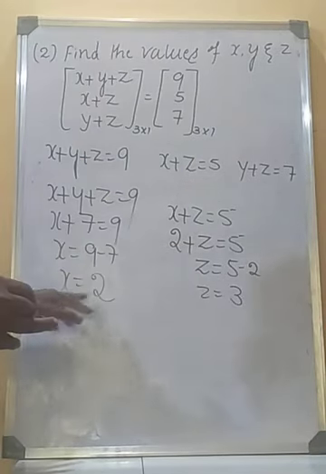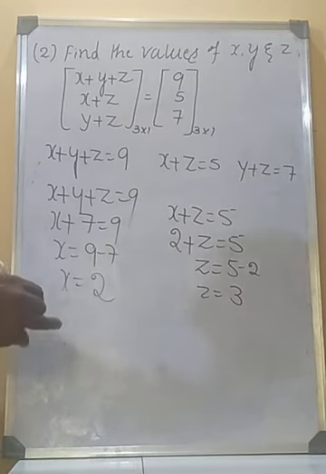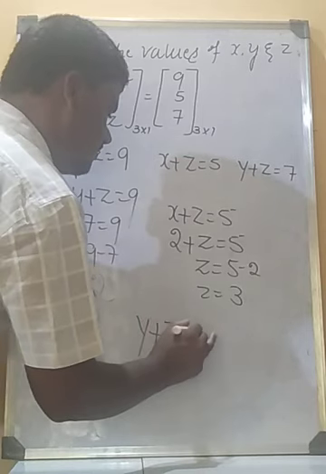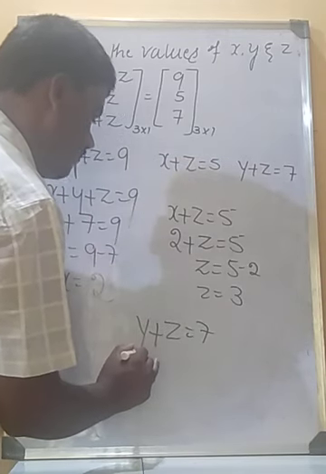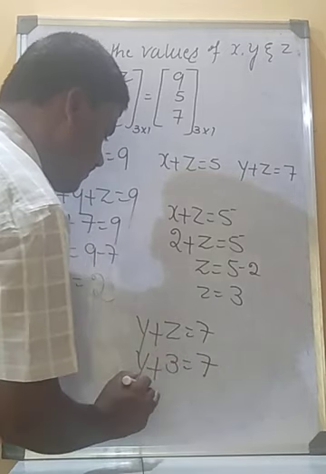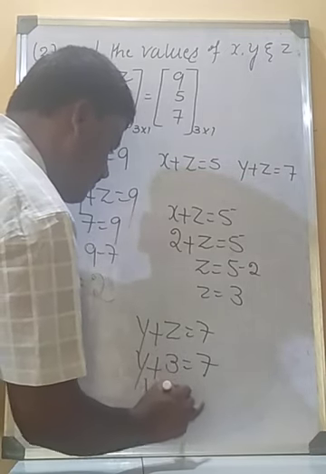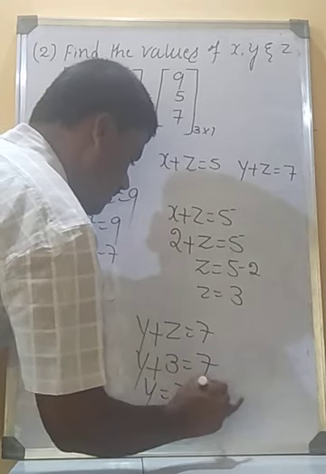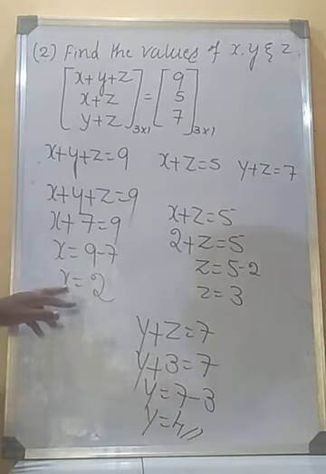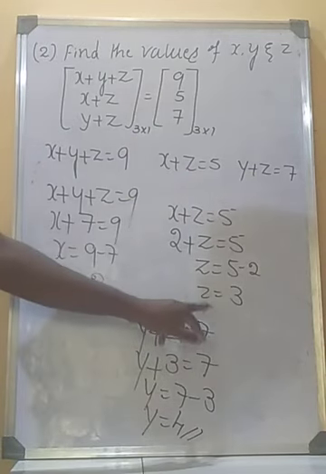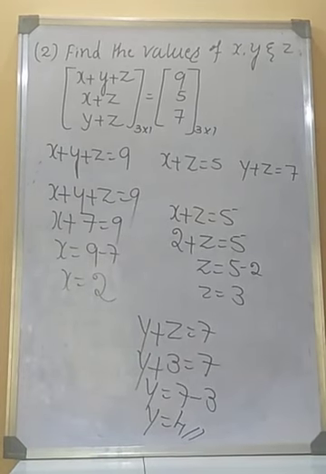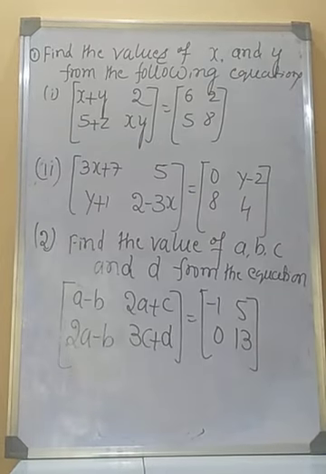Now we know the value of x is 2, z is 3, and in the last equation, y plus z is equal to 7, so y plus 3 is equal to 7. Therefore y is equal to 7 minus 3, therefore y is equal to 4. The value of x is 2, y is 4, and z is equal to 3. Okay, right.